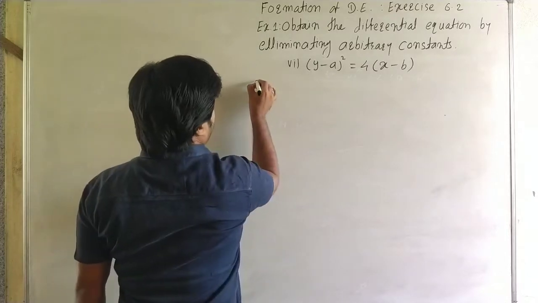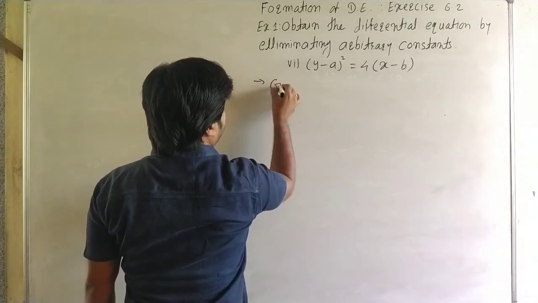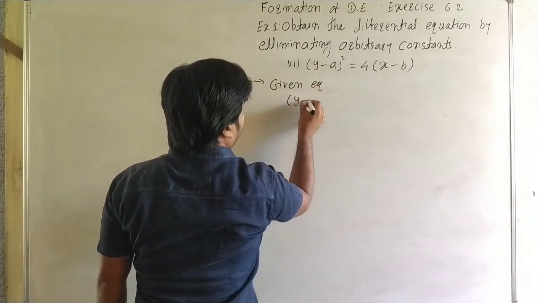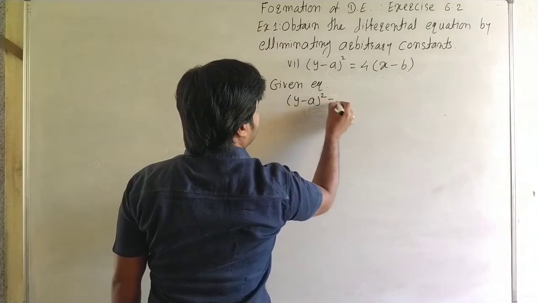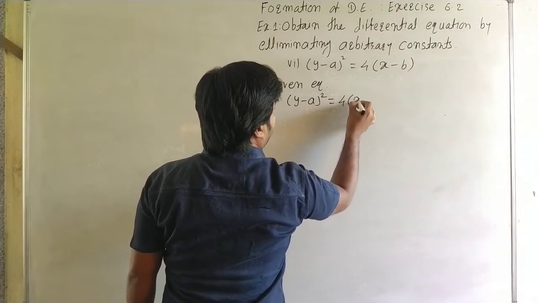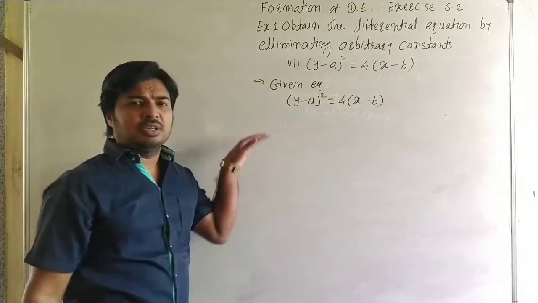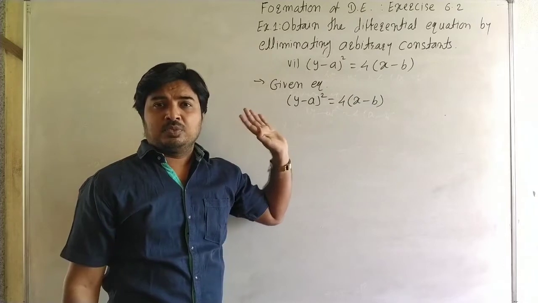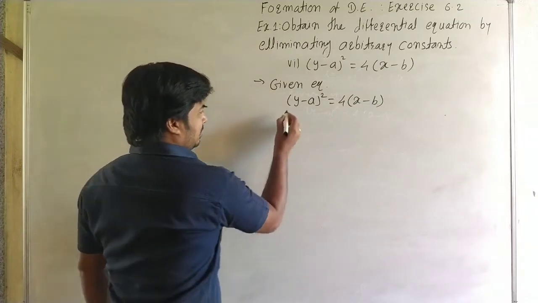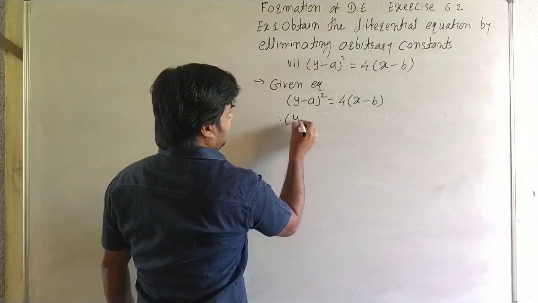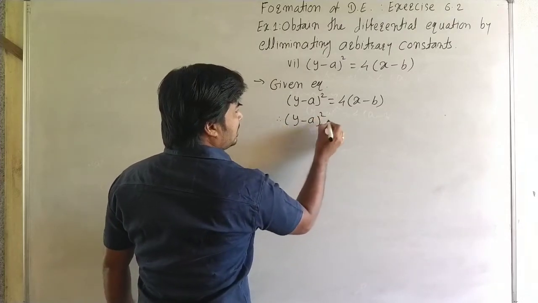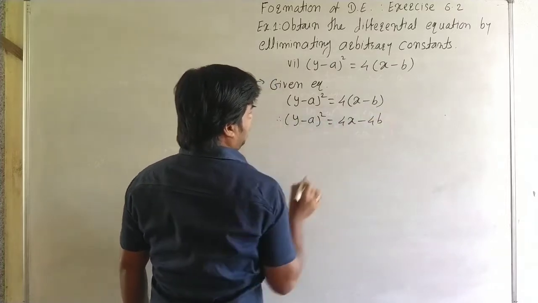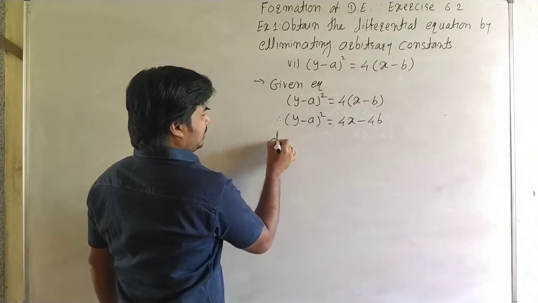Here the given equation, (y minus a) square is equal to 4 into (x minus b). Now there are two arbitrary constants a and b, so we differentiate two times. First we write this equation as (y minus a) square is equal to 4x minus 4b. Therefore differentiate with respect to x.